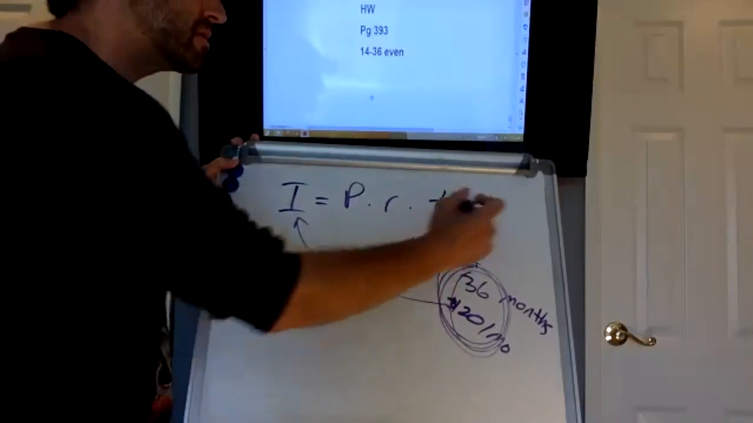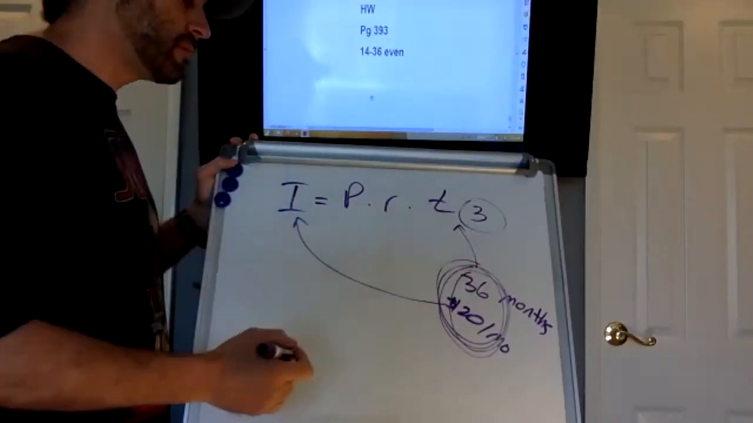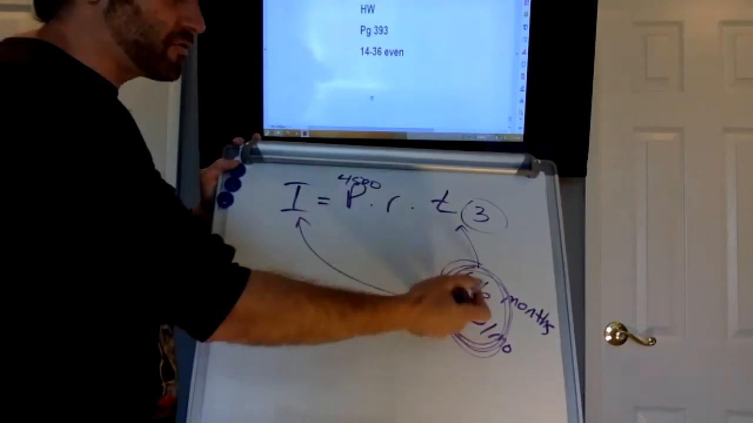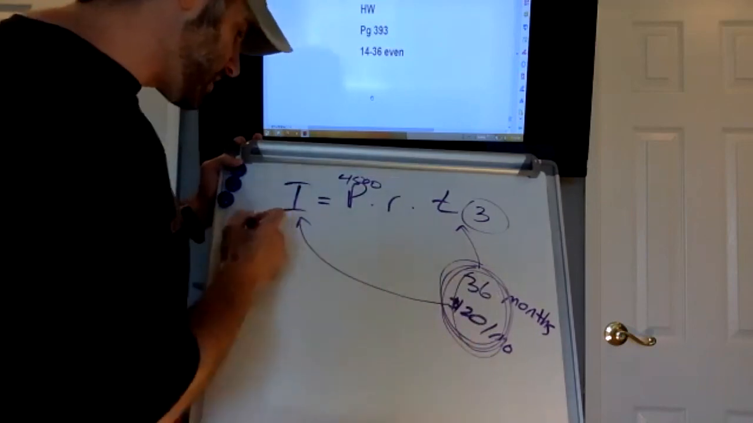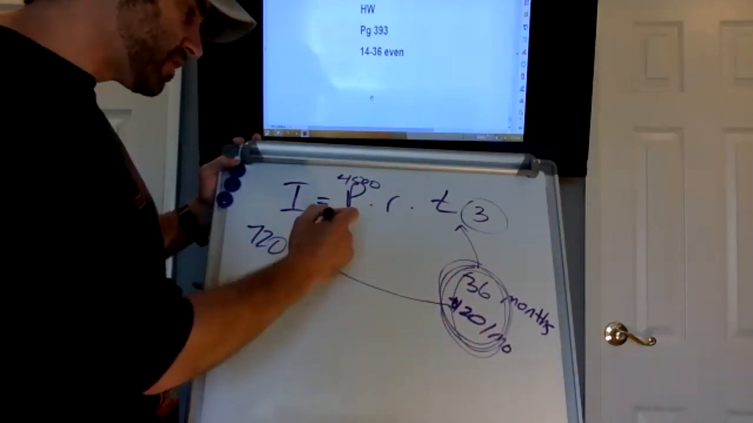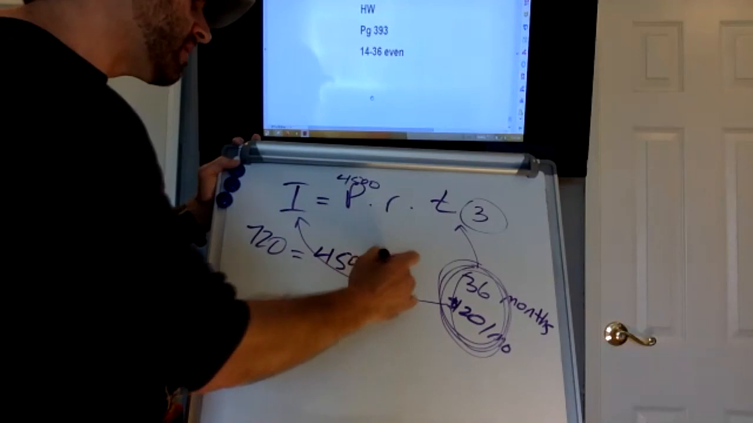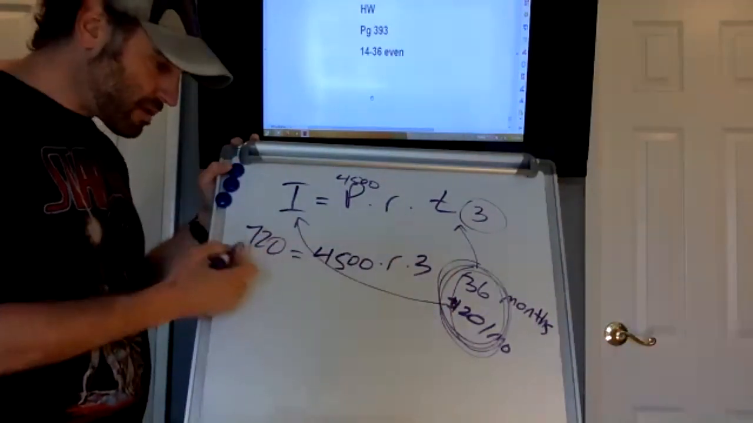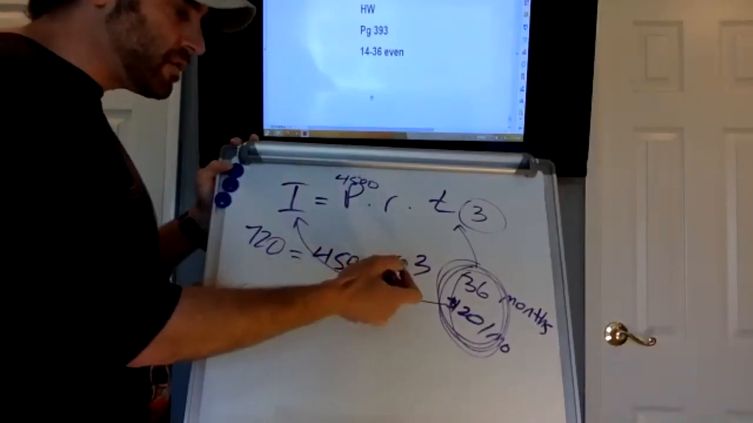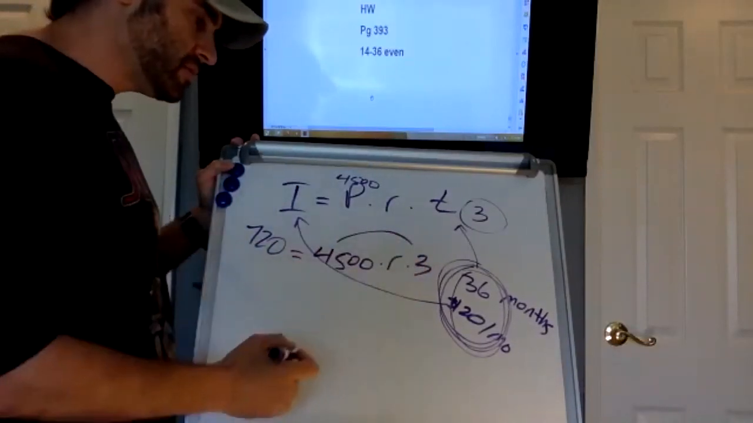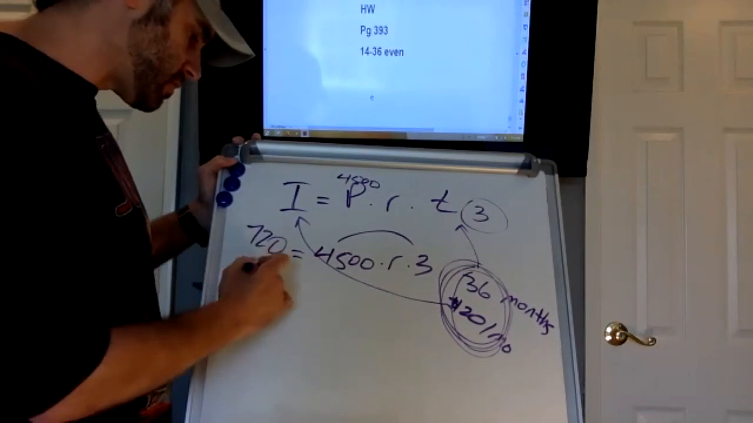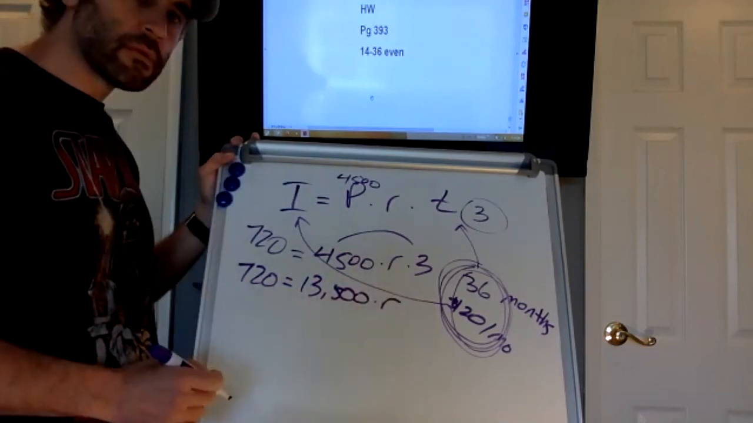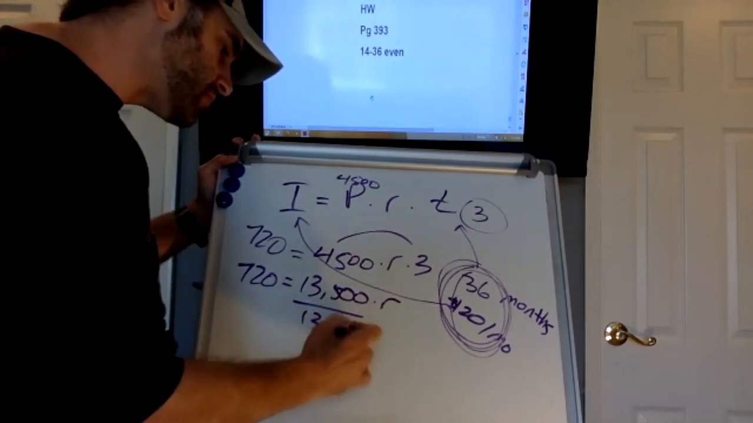Put that in years. This is going to be 3 years, right? So if I tell you $4,500 was invested and I'm paying this much for 36 months, and you do this, you're going to get 720 here. This principal will be $4,500. And then 3 years. Now you have this equation. As long as you know where these came from, then you can do that. And then I can multiply those, right? So 720 is equal to 13,500 times R. And then I can divide by 13,500 on both sides.